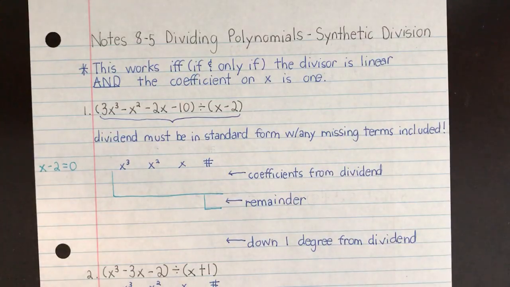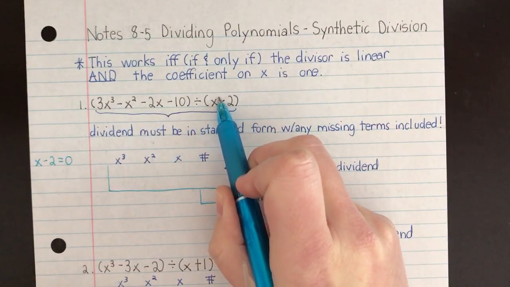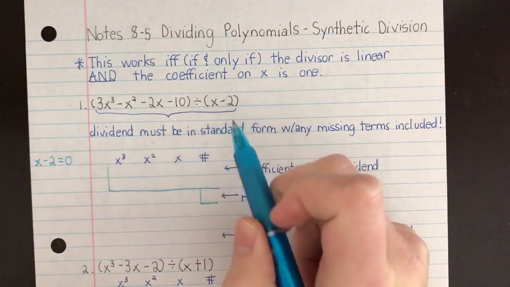Today we're looking at notes 8-5, dividing polynomials, this time using synthetic division. This works if and only if the divisor is linear and the coefficient on x is 1. So basically the divisor not only has to have a coefficient of 1, but the exponent on the x has to be 1. That means it's linear.